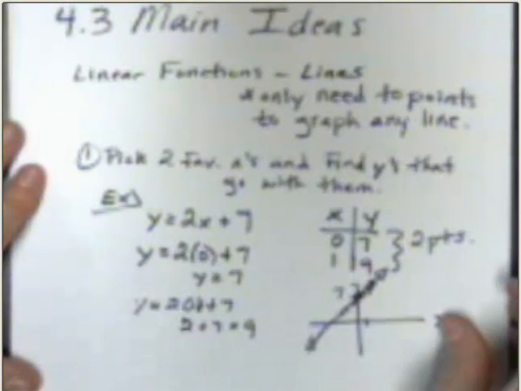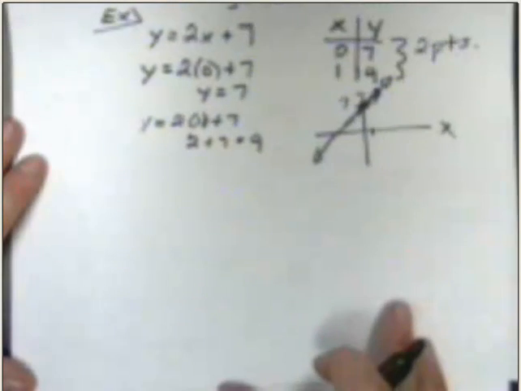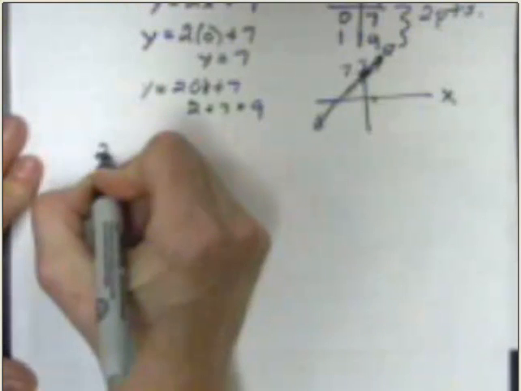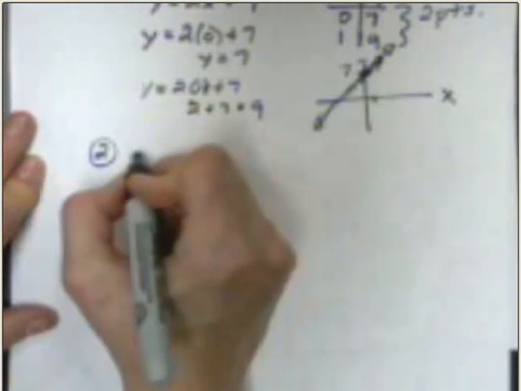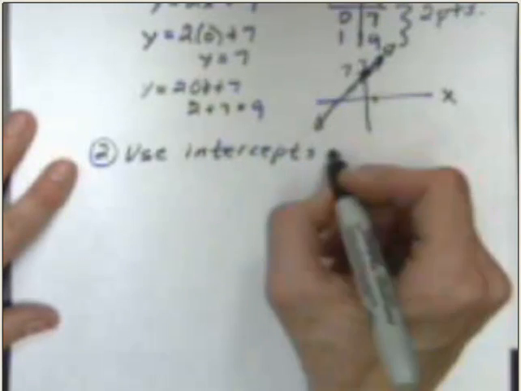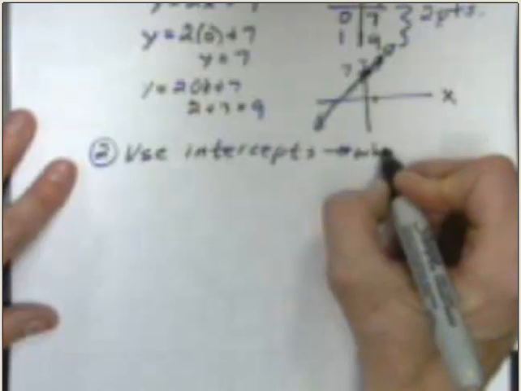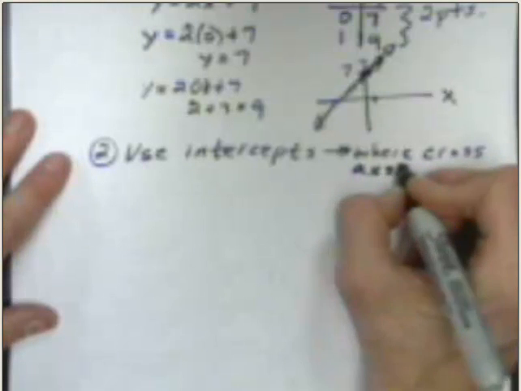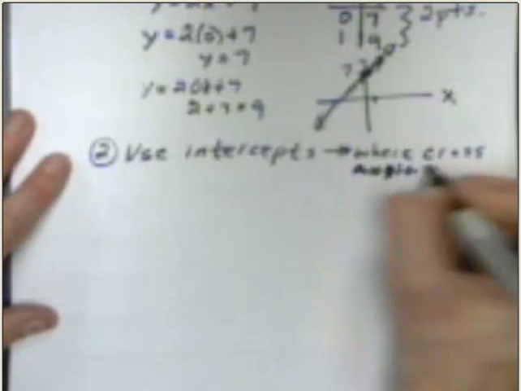Now, the second way that we used still dealt with finding 2 points, but we were a little bit more specific about the 2 points. So the second way is we would use the intercepts. Remember, the intercepts are where they cross a line. Specifically, the line being the axis.